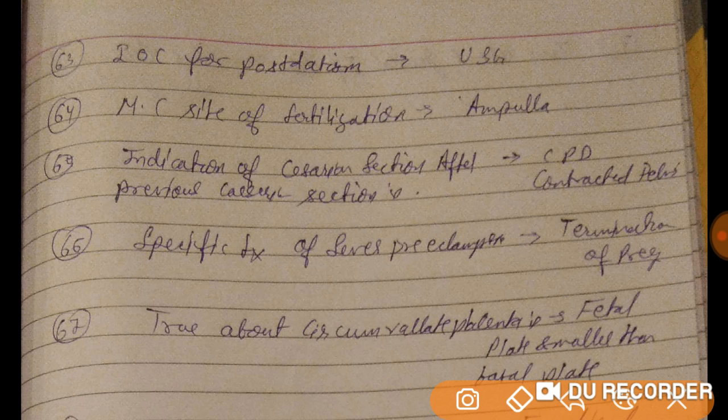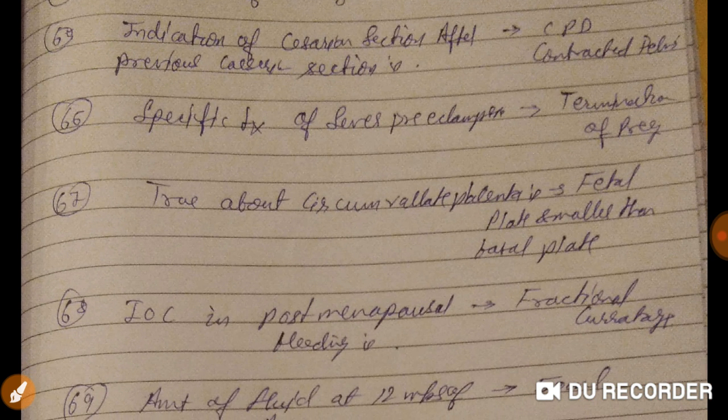Investigation of choice for postdatism, go for USG. Most common site of fertilization is ampulla. Ampulla is also most common site of genital tuberculosis. Indication of cesarean section after previous cesarean section is CPD, contracted pelvis. Specific treatment for severe preeclampsia or severe eclampsia is termination of pregnancy.